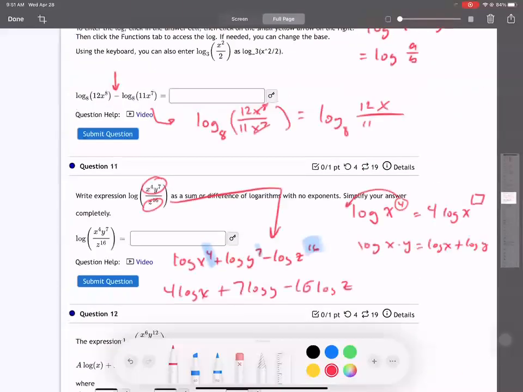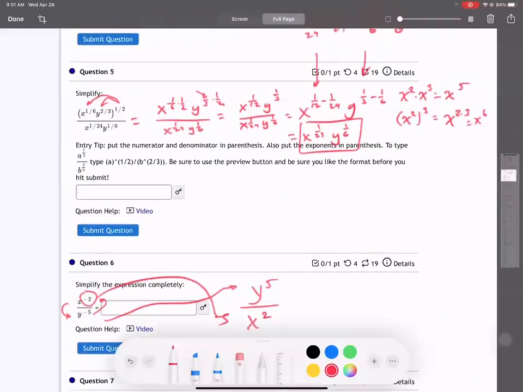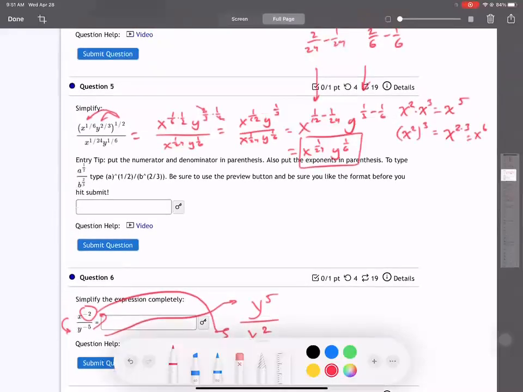Sure, let's go back. So on number 5, do we just type it in the calculator and then submit it like that? Well, there's number 5, like this question here. So I would type it like this: x to the exponent 1 over 24, I'm sorry, and then times y to the 1 over 6. There is no calculator part because we don't know what x is. Okay.